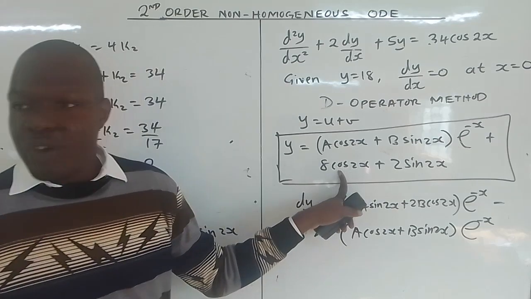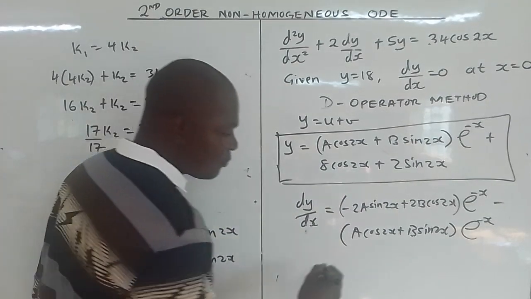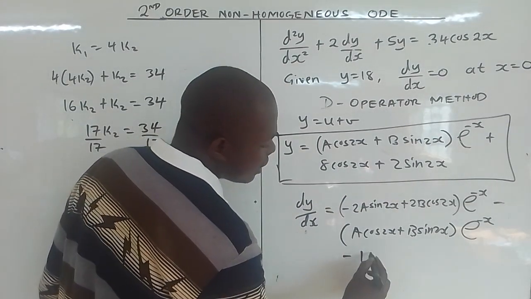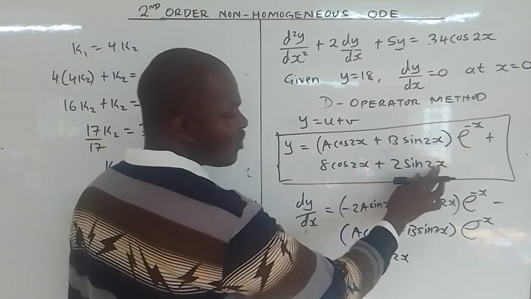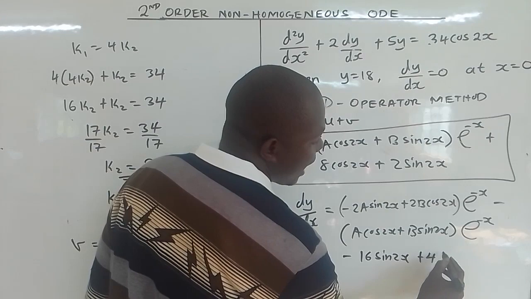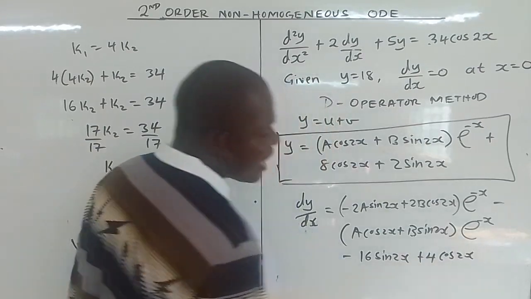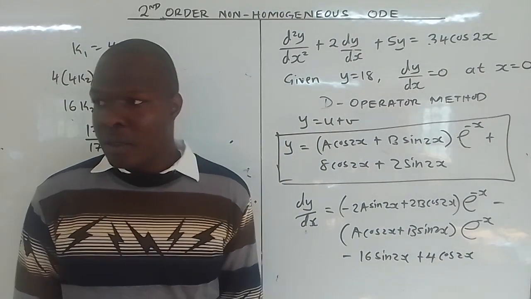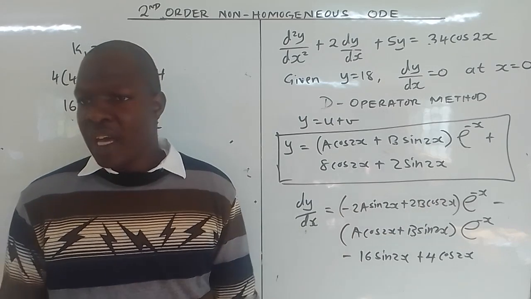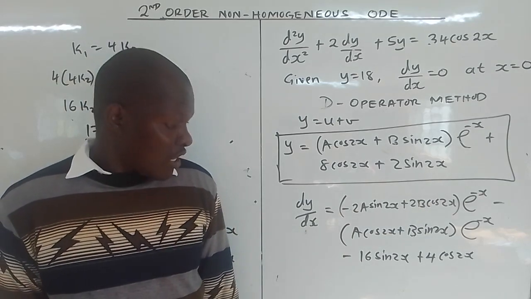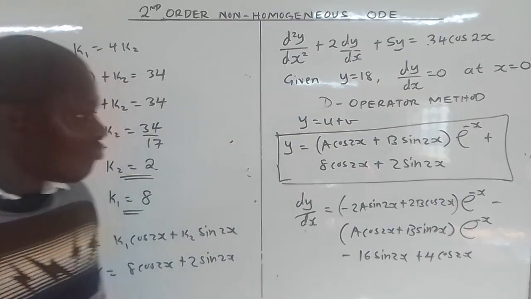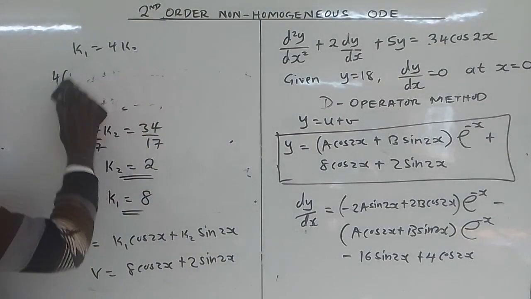Then go here, if you differentiate 8 cos 2x, you get minus 16 sine 2x. If you differentiate sine 2x, you get plus 4 cos 2x. Those are now worked out, isn't it? There are no longer product rules there. So start substituting.